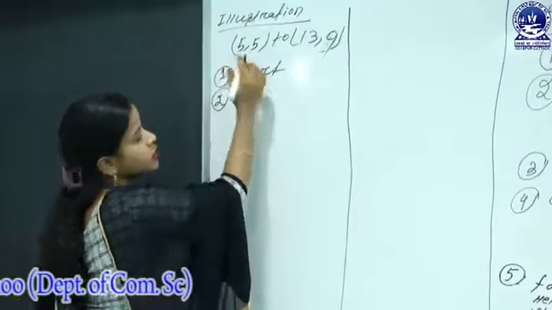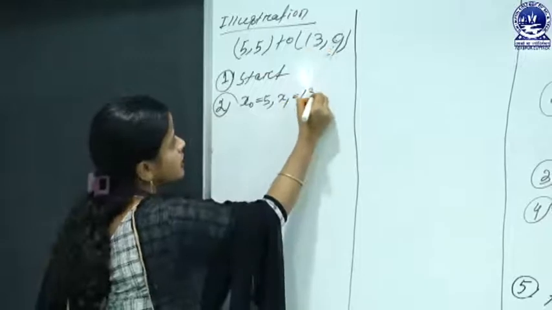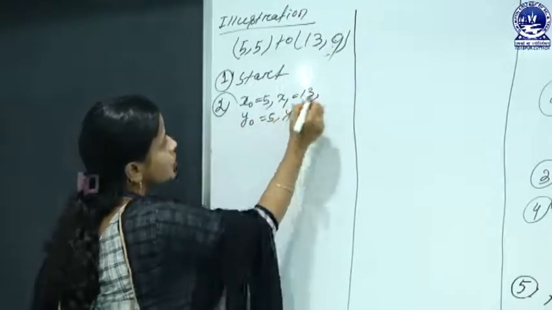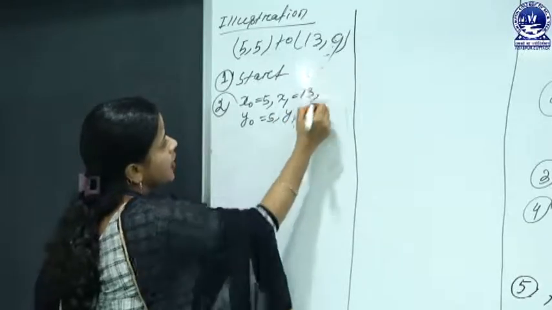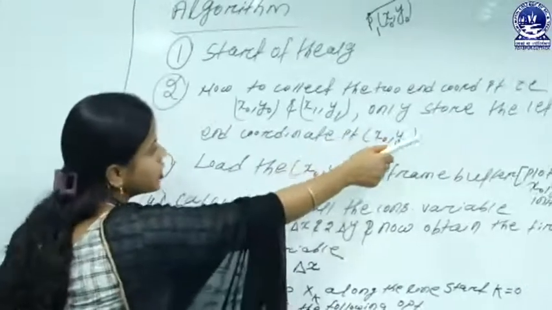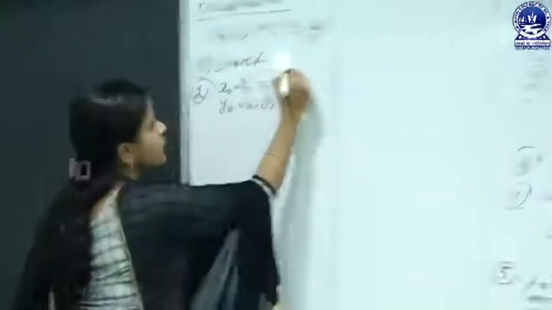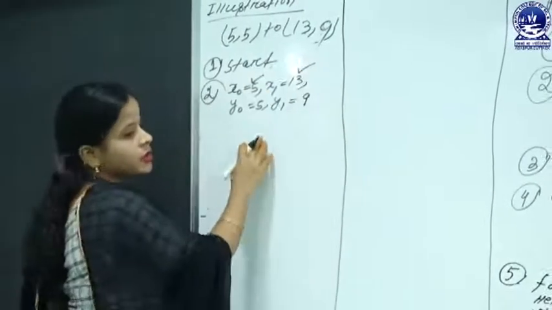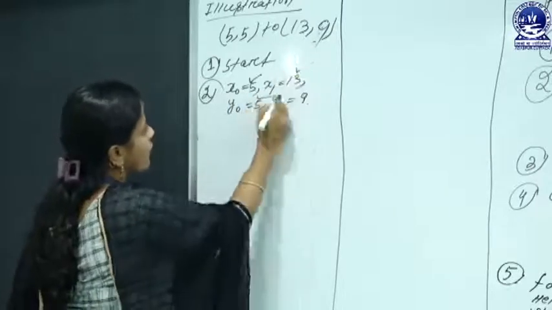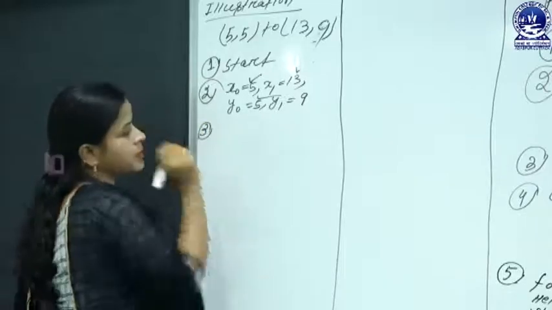Here the x0 value is 5 and the x1 value is 13. The y coordinate value y0 is 5, and similarly the value of y1 is 9. After that, we only store the left-hand coordinate point, x0, y0. That means we calculate all the pixel values starting from (5, 5), that is, x0, y0. Now we go to the third step.